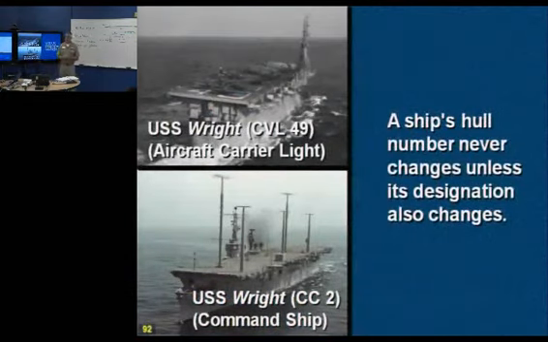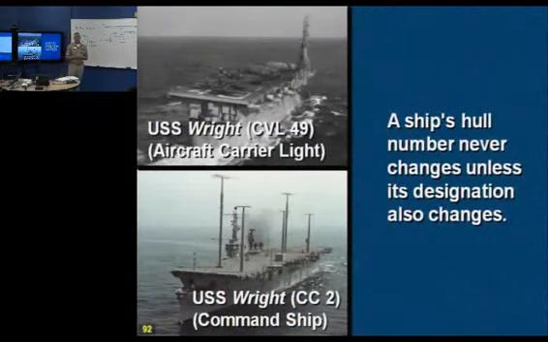A ship's hull number never changes unless its designation changes. So, for example, we take a ship and we build it for one purpose, and then we convert it to something else. The USS Langley, the first aircraft carrier, wasn't built as an aircraft carrier. It was built as a coal ship. And then they threw a deck on top of it. So then it changed from being what it was to a new designation. The ship's hull number works the same way.